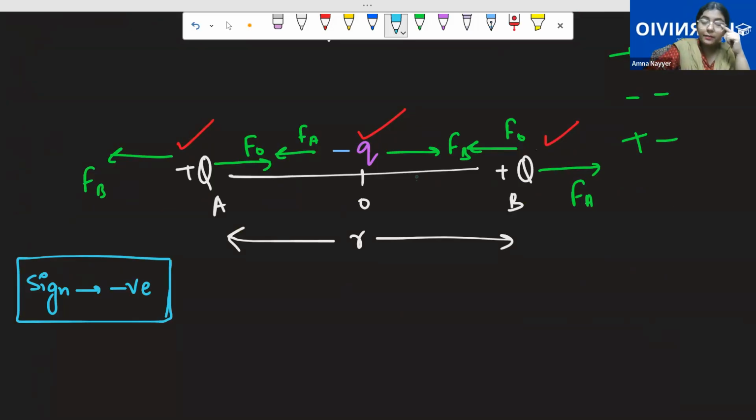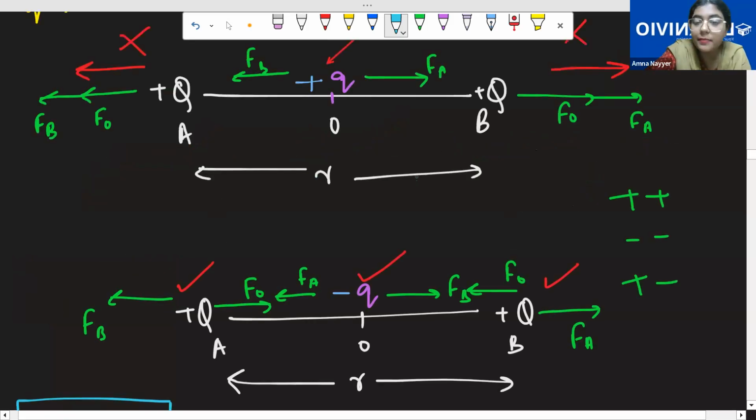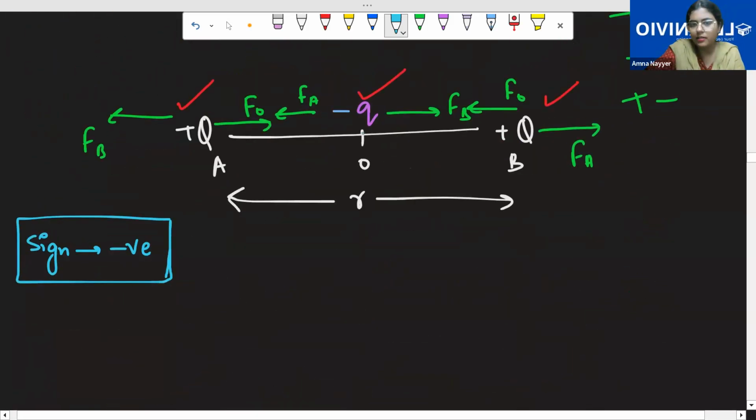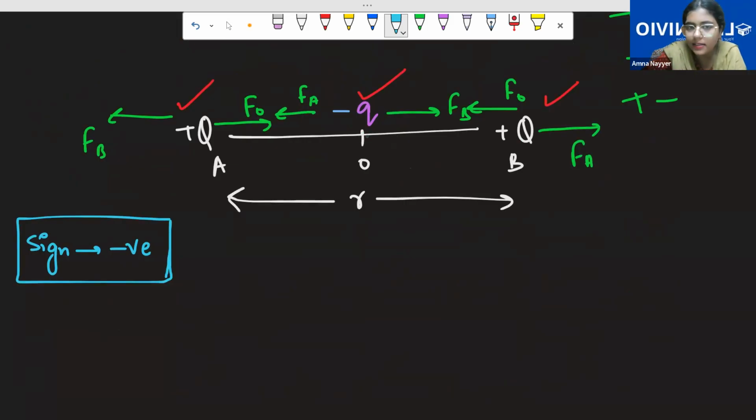All right. Now coming to the second part, that is magnitude. If the net force is 0 at this point, as per our discussion, I can say whatever is the force FA on this Q at O is being balanced by FB. Can we say these two forces are equal? Then only this is an equilibrium.